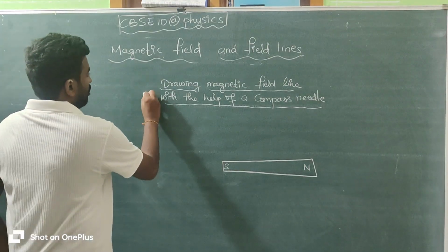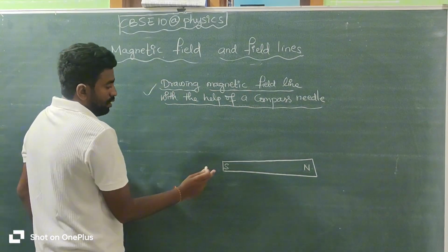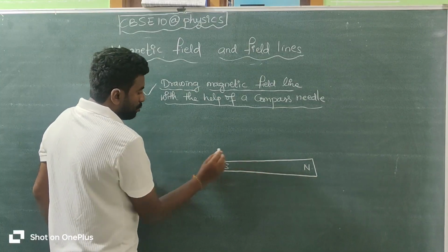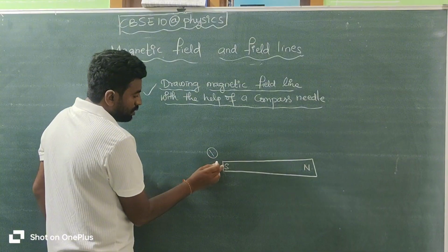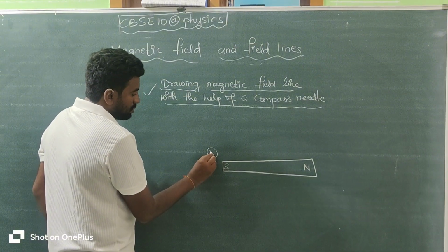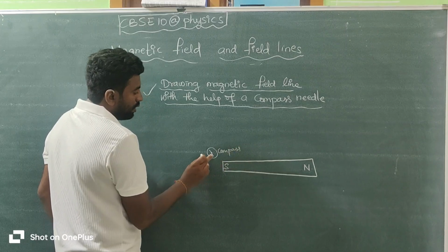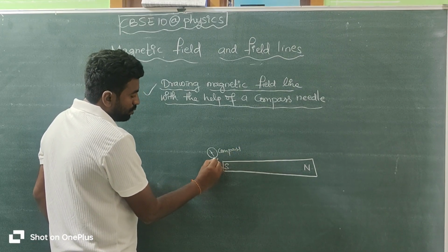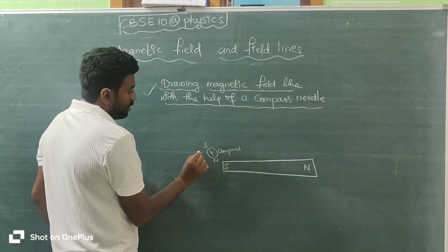Next, we are drawing magnetic field lines with the help of a compass needle. Let us take a bar magnet, with a south pole and a north pole. Place the compass here. The compass has a north pole and a south pole. The south pole of the magnet attracts the north pole of the compass, and the opposite for the north pole.